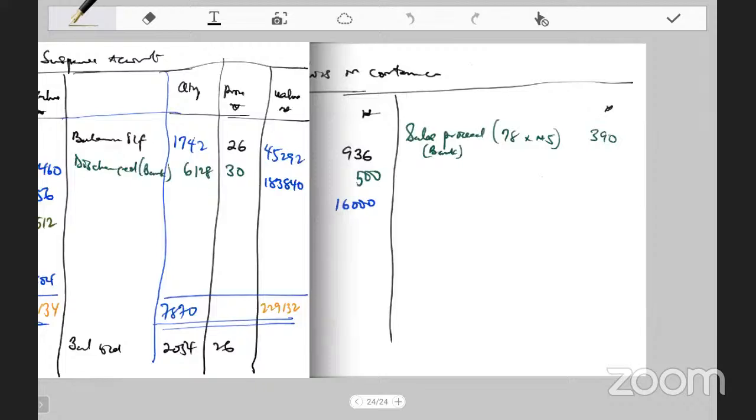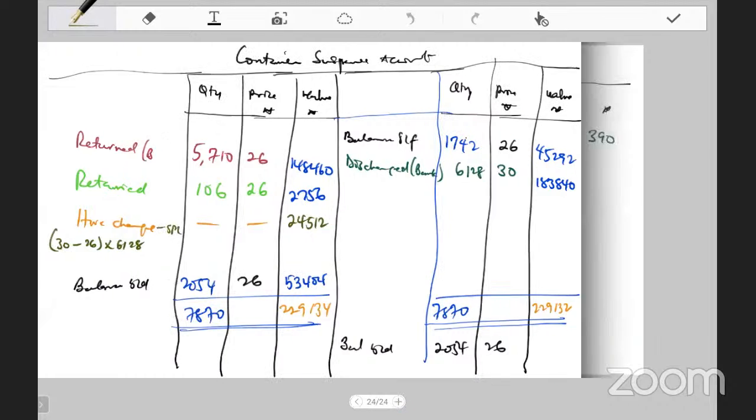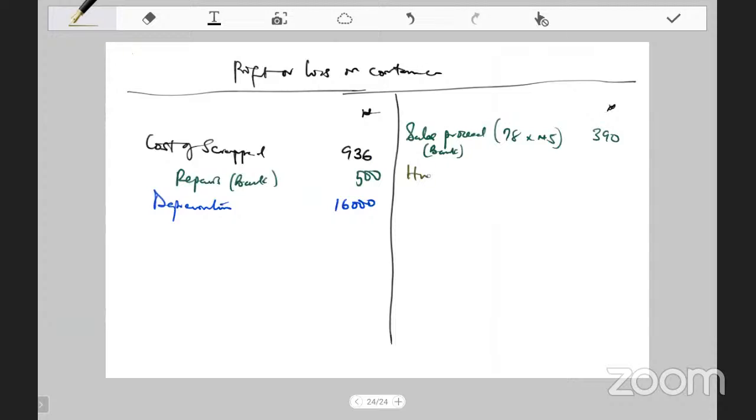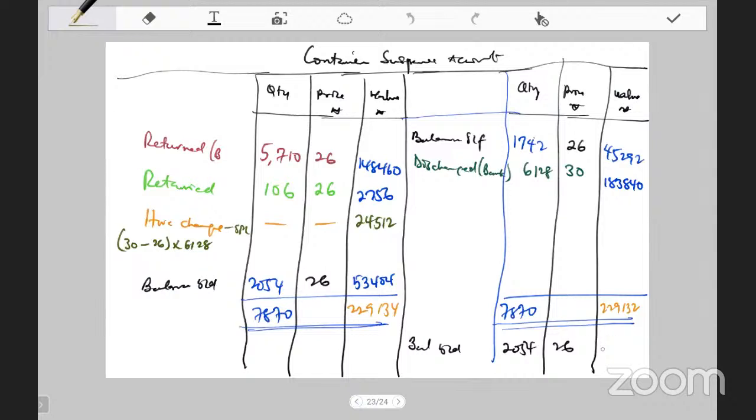If you go to my P&L, I have what is called hire charge. And what do you have? 24,512. So let's wrap up all these accounts so we don't have them lying around.